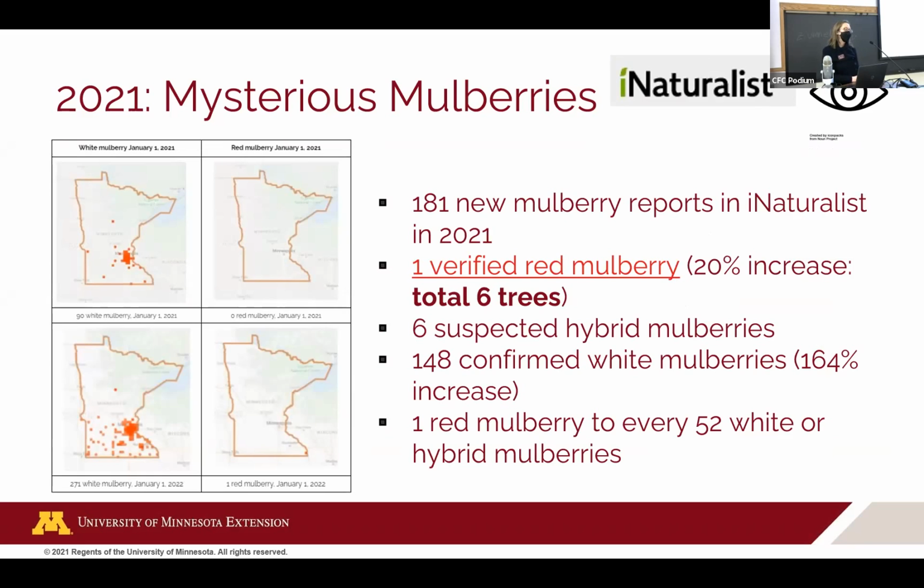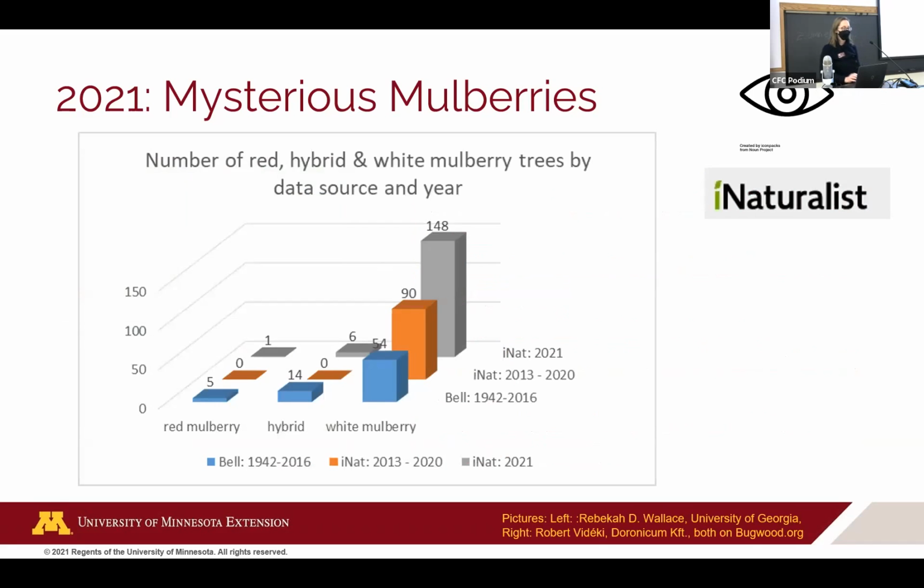So you can see 181 new mulberry reports in iNaturalist. That is over 100% increase in reports from all previous reports in 1 year. One verified red mulberry, verified by Welby Smith at the DNR, who does verification. That is a total 20% increase in the known red mulberry in the state. So there are only 6 trees that we can reasonably assume are alive. And then 148 confirmed white mulberries. That's a 164% increase in known white mulberry distribution. And so if you put all that information together, for every 1 red mulberry in the state, there are likely 52 white or hybrid mulberries. So we're going to talk about that in a moment.